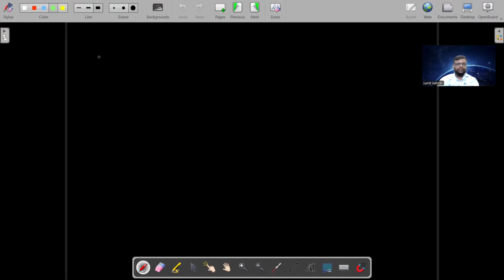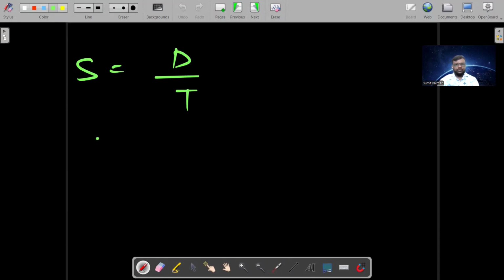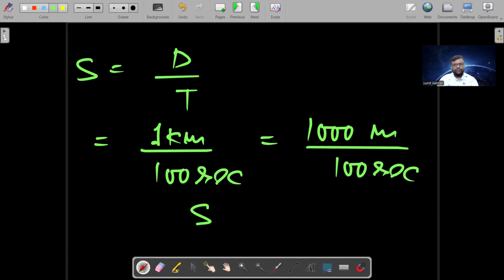So here students, speed will be equal to how much? Distance upon time. So here, how much is the distance? 1 kilometer, and time is 100 seconds. Convert kilometer into meter, 1000 meter, and time is 100 seconds. So here students, speed will be how much? 10 meter per second. So here speed is 10 meter per second.